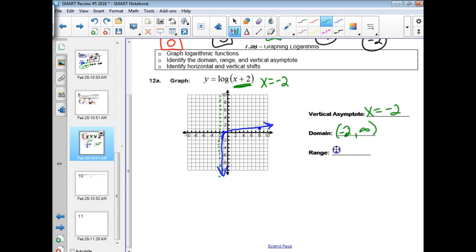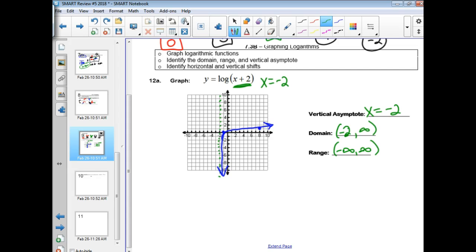What about range? Very nice. So we were talking earlier about how these were the complete opposite from the exponential. This time the range goes forever. The domain starts at the asymptote. Alrighty. One more topic, I think.